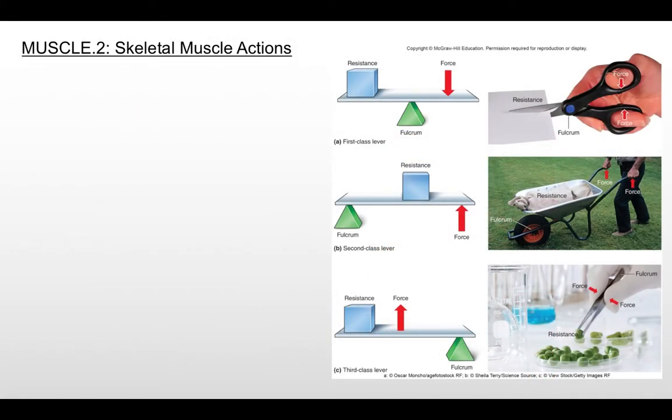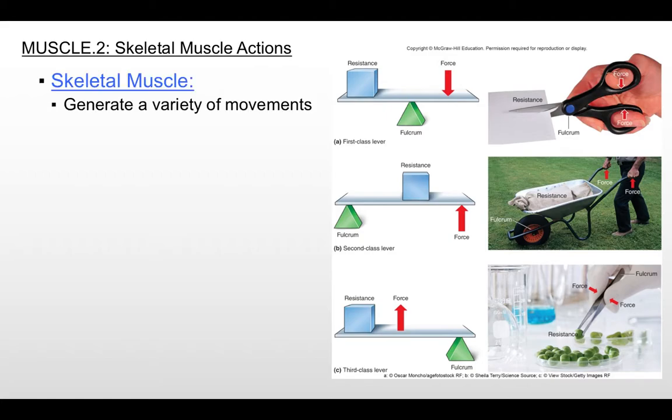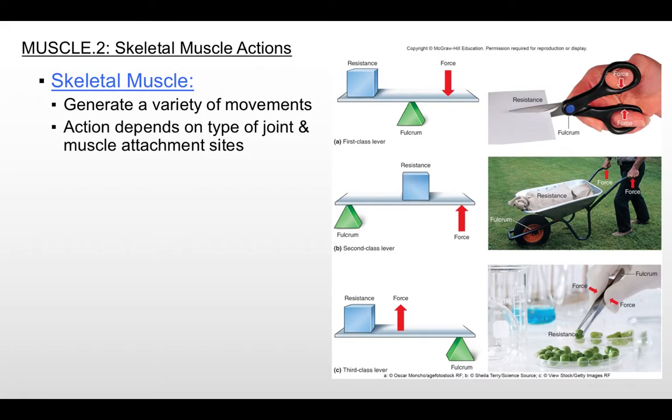Okay, your new heading for today, MUSCLE.2 Skeletal Muscle Actions. Skeletal muscle is responsible for a lot of different types of movements. You have these very small, articulate movements that you make with your hands. You have much larger, brute uses of force that you use when you're lifting things or pushing things, but there's a really big variety. The action that a muscle is capable of performing really depends on the joint that the bones around it are attached to, as well as the attachment sites of those specific muscles.